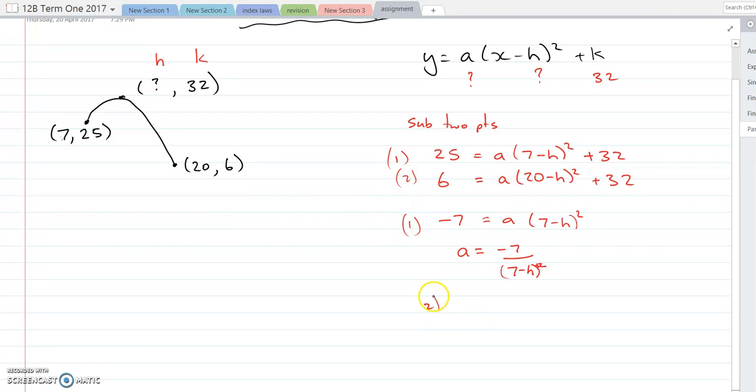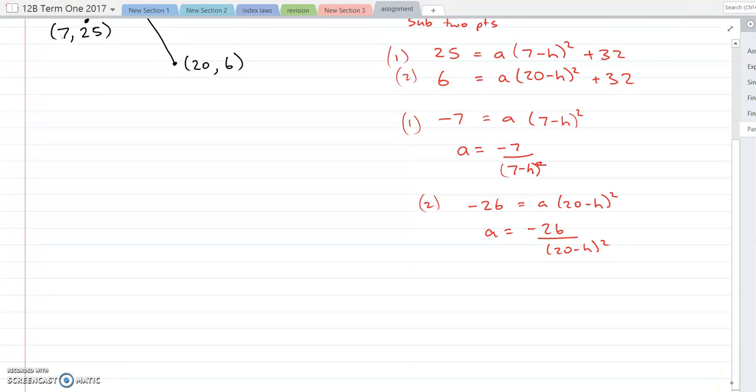If I take the second one and rearrange it, I minus 32 again, so I get minus 26 equals a times 20 minus h squared. Divide by 20 minus h squared, I get a is this over 20 minus h squared. So I've got these two expressions for a, I can make them equal. And this gets kind of complicated here, so if you want to make things easier for yourself, don't do a parabola like this. I can cross multiply. First I can just change them both to pluses, that'll make it easier. And cross multiply: 7 times 20 minus h squared equals 26 times 7 minus h squared.